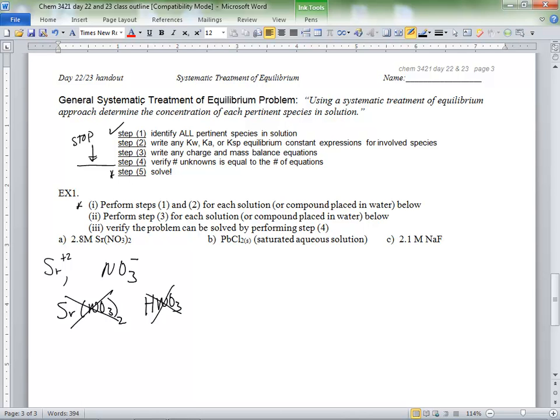Can we write a KA? Does the KA exist for this? No, there's no KA you can write. Can you write a KSP? Not because we didn't include that. Well, you know what the problem is? KSP? Well, you have your ions right there, right?